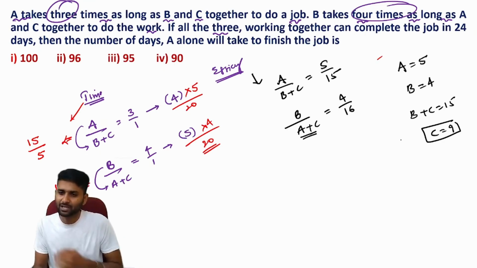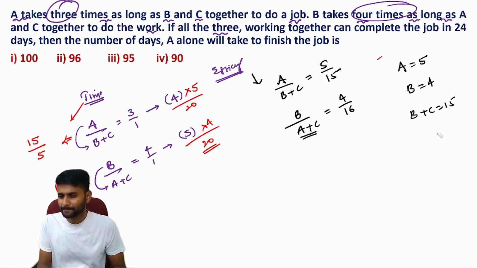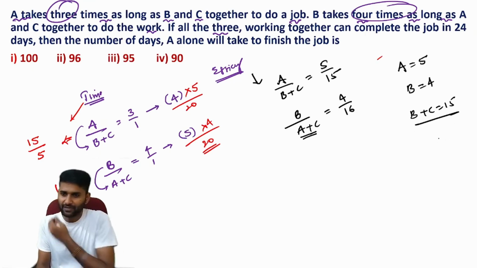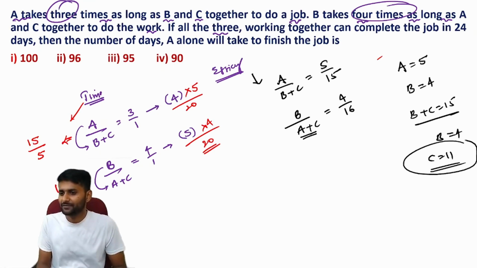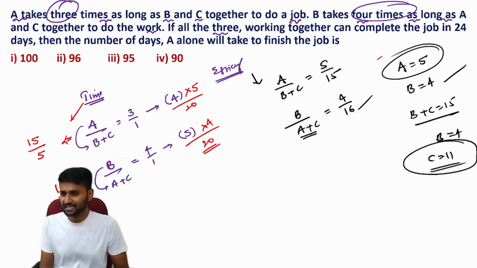A plus C is equal to 16. If you go through that, A plus C is equal to 16. Sorry, B plus C is equal to 15. Here B is equal to 4 and C is equal to 11. If C is 11 and A is 5, 5 plus 11 is equal to 16. It satisfies the equation. B 4, C 11, 11 plus 4 is 15. It satisfies the equation. Now you will get the efficiency of ABC.